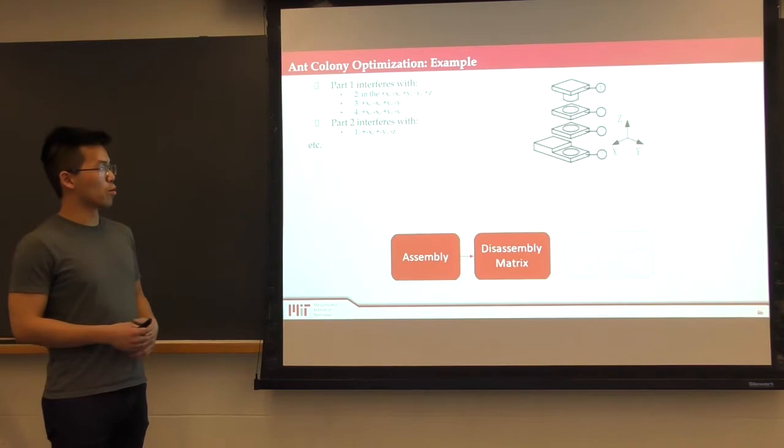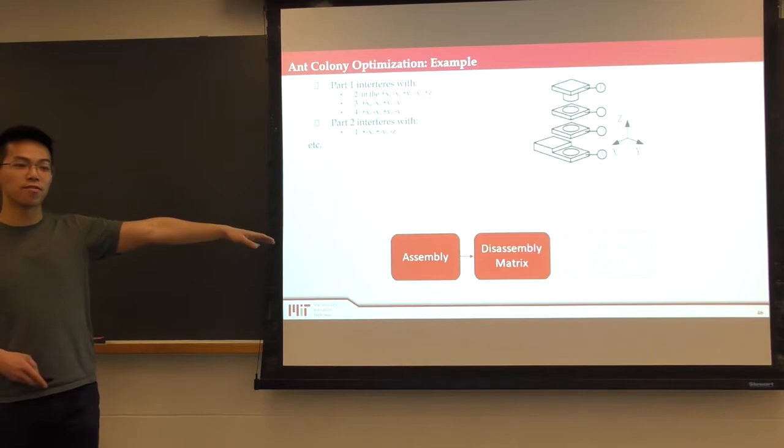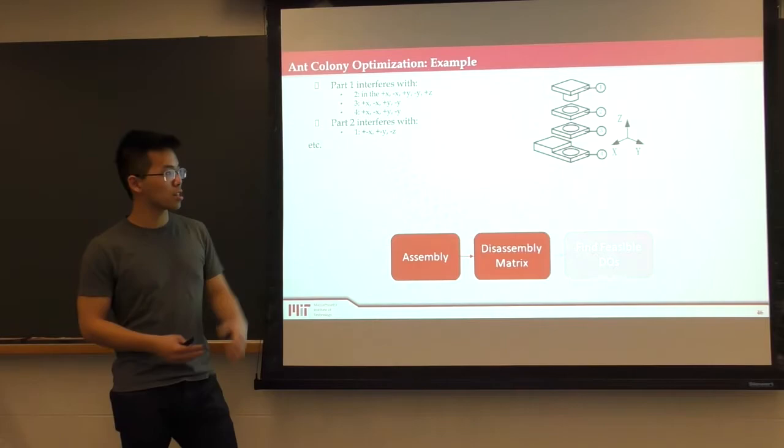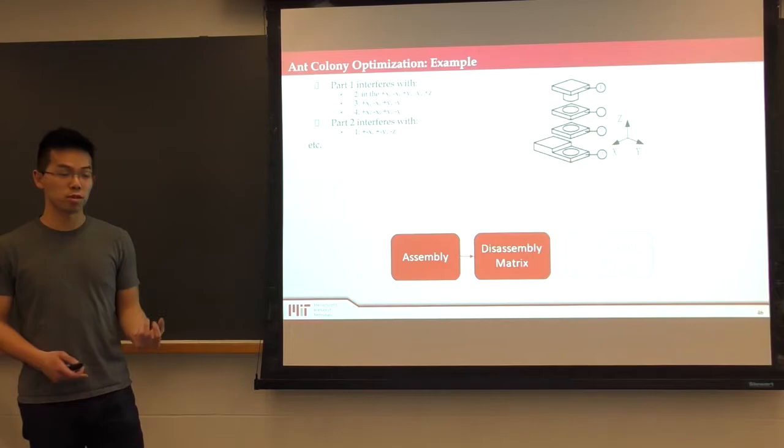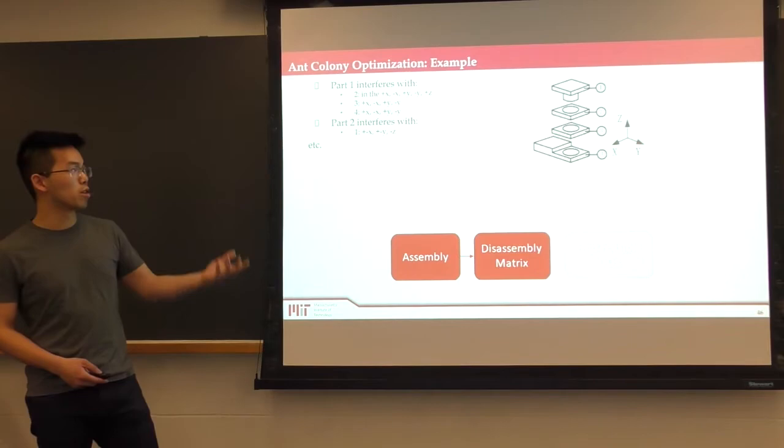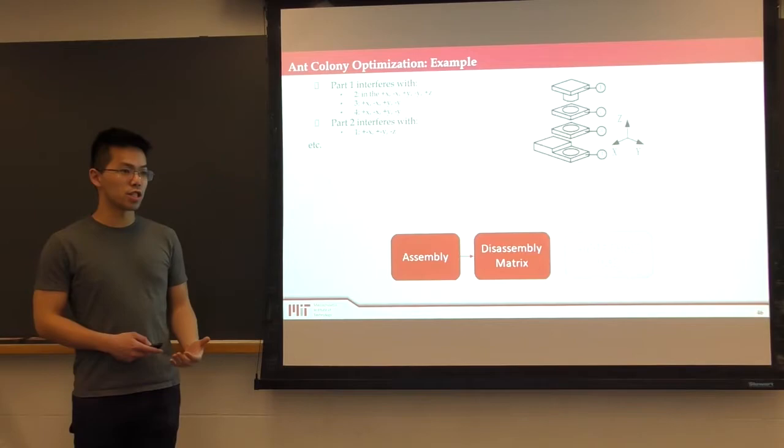But since it's four parts, we can figure out fairly easily that if we stuck part one deep down into all the other parts, we wouldn't be able to slide part two out, and part one would also not be able to continue pushing downwards, right? So there would be interference in the positive x, positive y, and for part one, it wouldn't be able to move in the negative z direction, among other things. And from all this information, we're able to generate the disassembly matrix.